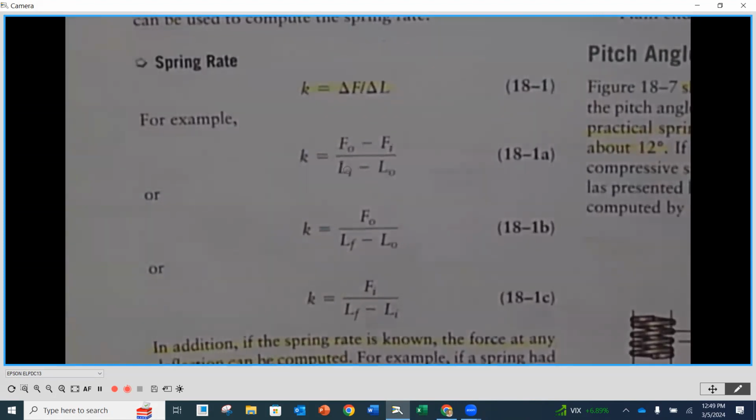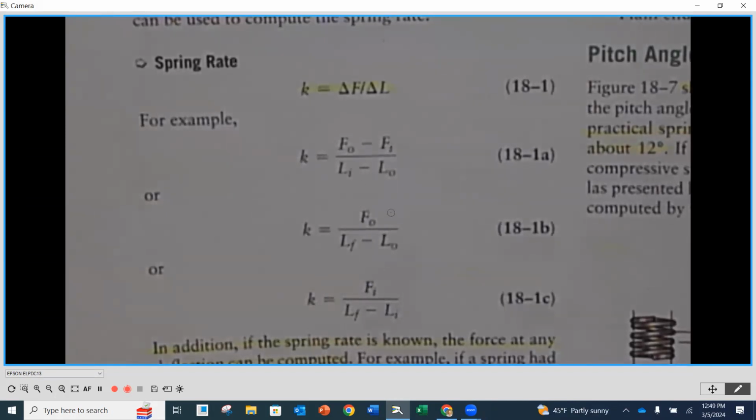Okay, so my installation force is going to be a little bit less than my operating force. And what I can do is divide it by the initial length, which is going to be longer, minus the length when it's collapsed under that operating force. So notice that the O's go with the operating and the I's go with the initial. Okay, so they line up with their force.